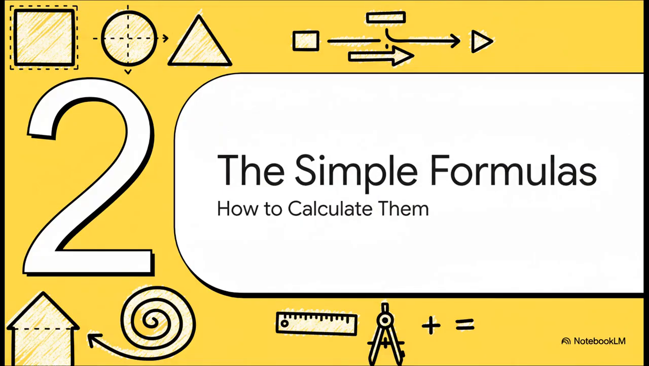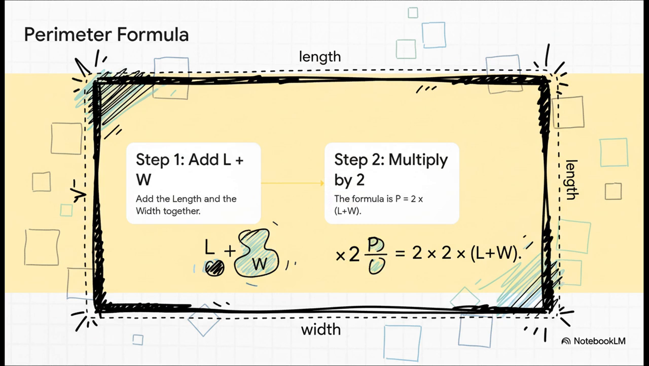So we know what they are in our heads, but how do we actually calculate them? Let's move on to section 2, the simple formulas. Calculating the perimeter for a rectangle is a super simple two-step deal. First, you just add the length and the width together. Then you multiply that number by 2. Why? Because a rectangle's got 2 lengths and 2 widths. That's it. P equals 2 times (length plus width).